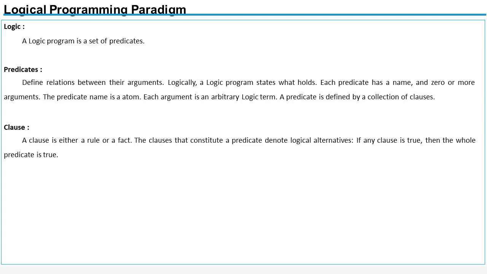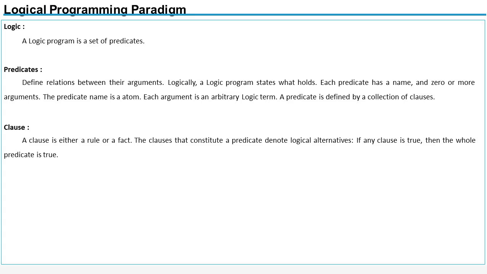Logically, a logic program states what holds. Each predicate has a name and zero or more arguments. The predicate name is an atom. Each argument is an arbitrary logic term. A predicate is defined by a collection of clauses. A clause is either a rule or a fact.